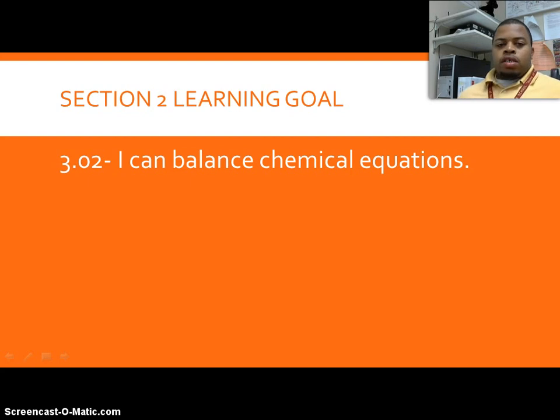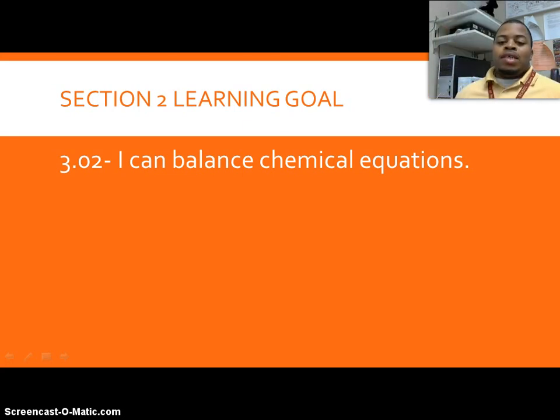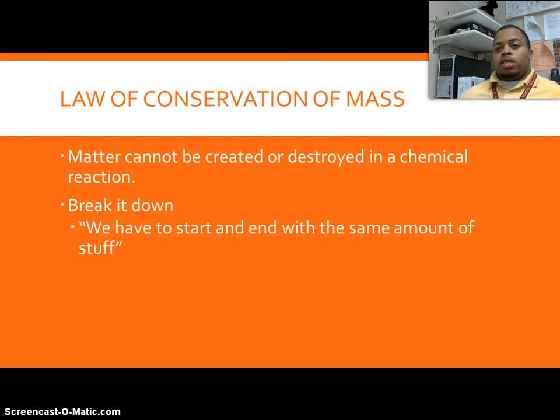We're going to go ahead and start into our section 2 notes, and our learning goal is based on 3.02 on your student tracking sheet, which is I can balance chemical equations. Now, when talking about chemical equations, one of the big things that we want to look at is what's called the law of conservation of mass.